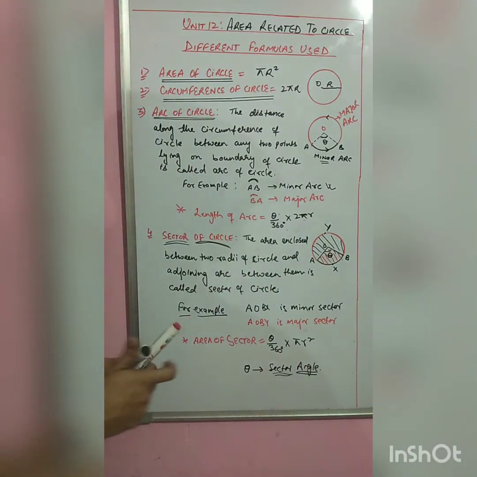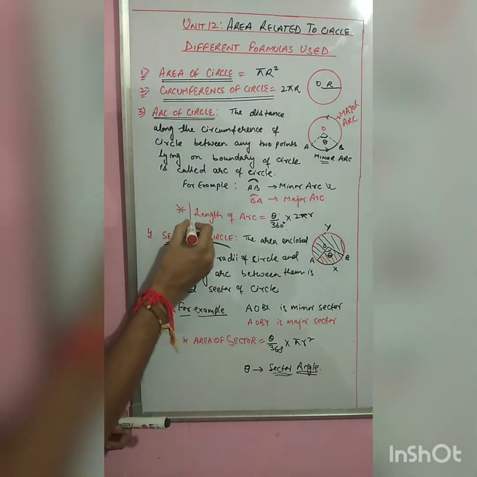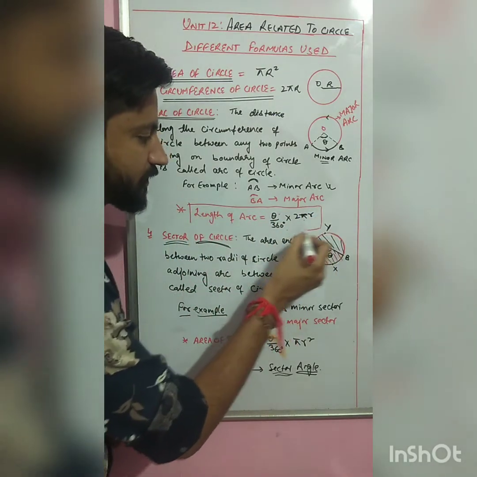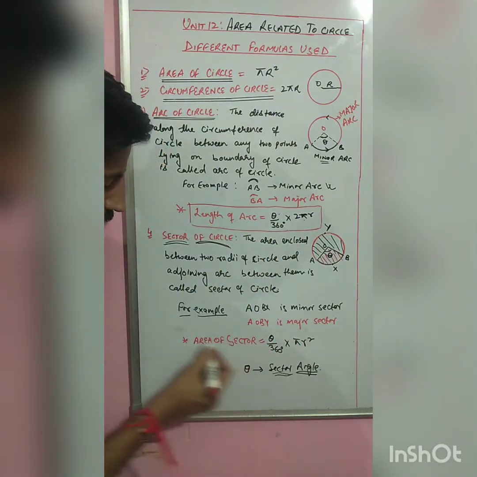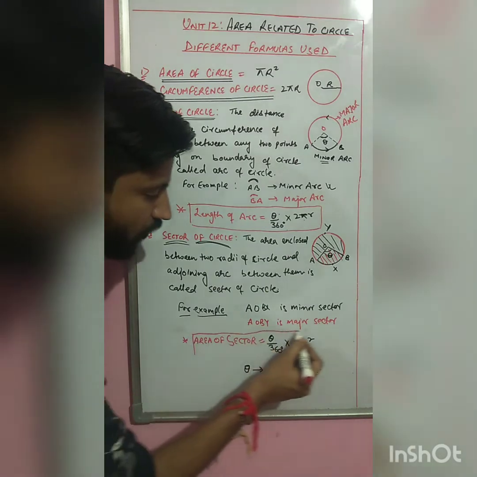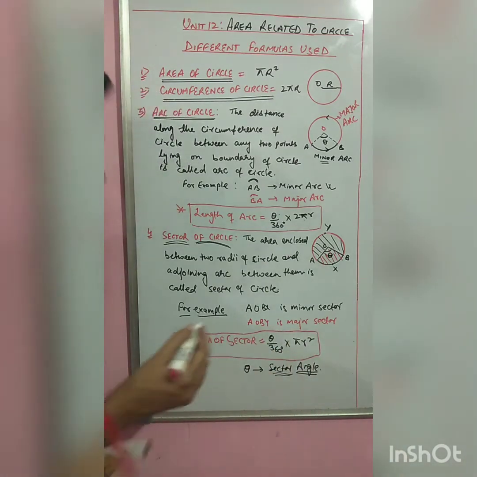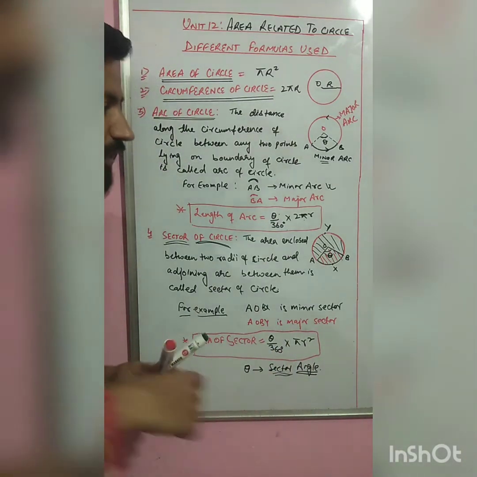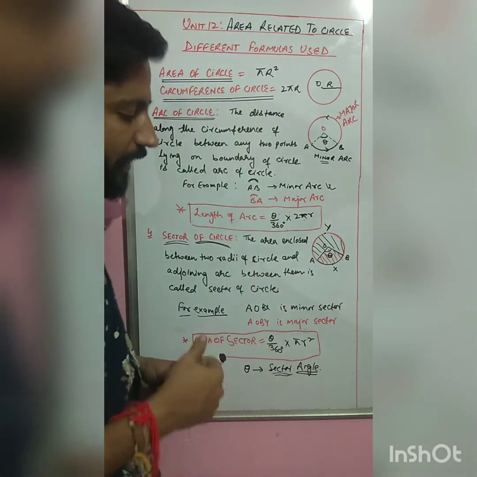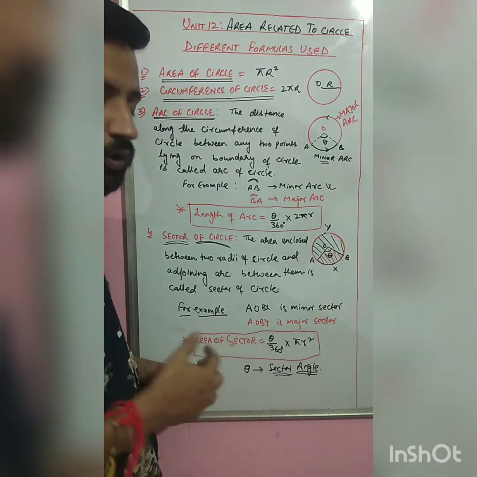So these are the formulas that we have to use in the initial phase of this exercise, which are length of arc and area of sector. One is theta by 360 into 2 pi r, one is theta by 360 into pi r square.